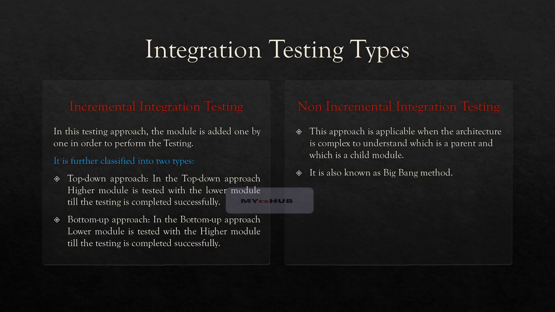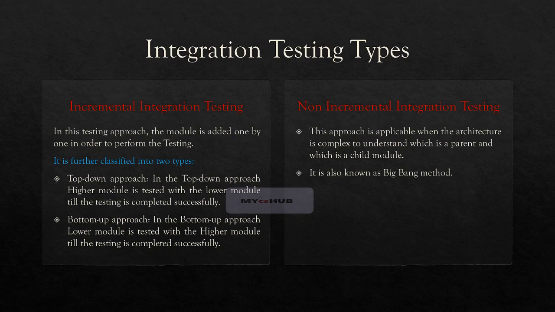The first one is top-down approach. In the top-down approach, higher module is tested with the lower module till the testing is completed successfully. So the first, higher module will be tested, and then we will integrate lower module into the higher module till the software is completely tested.